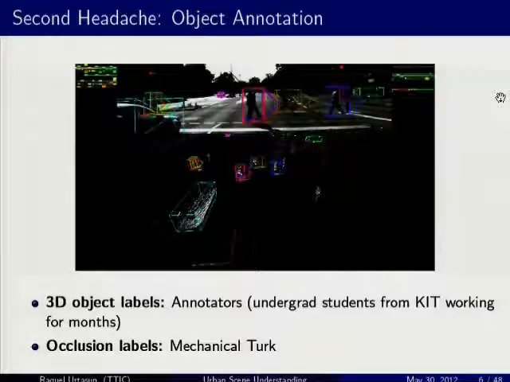Okay, so what was the second headache? It's like, okay, great, now we have everything calibrated. We have this massive amount of data. Now what? So one of the things that I really wanted to do is 3D object detection, right? And in order to do this, we need to label this massive data set. And so we did this with a hybrid approach, where we use undergrads in order to label very carefully the bounding boxes. And so that costs quite a bit of money. And then we also use Mechanical Turk in order to get occlusion labels for every one of these 3D object detections.